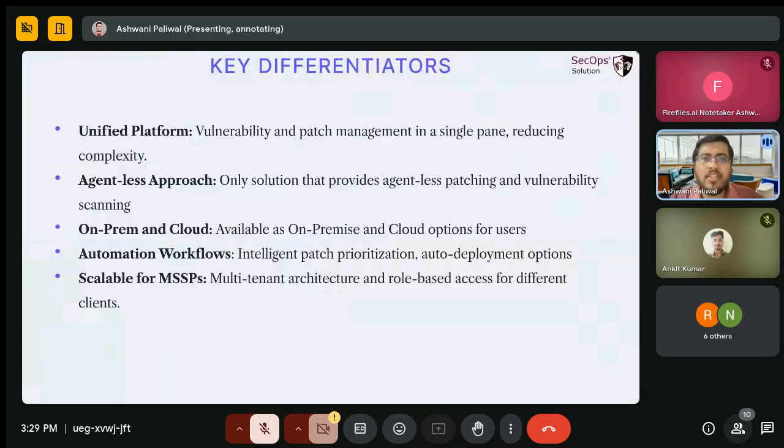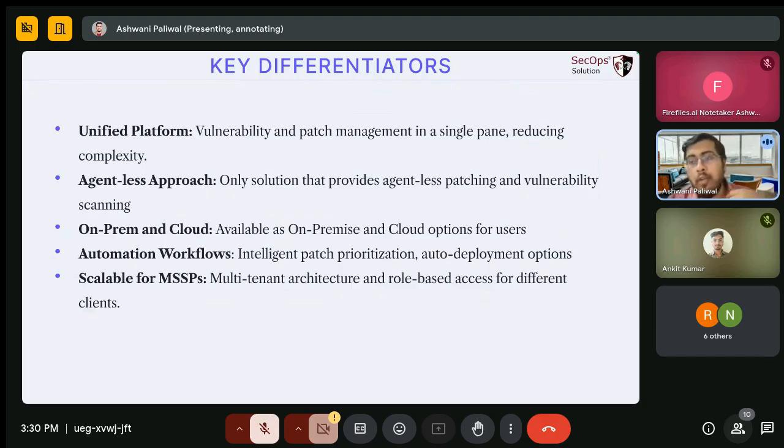So a couple of major differentiators that SecOps solution provides for the problem of patching and vulnerability management. It's a unified platform that will cover patching, configuration and audit, and vulnerability management in one place. So as opposed to you buying 2 or 3 different solutions for these purposes, you can get everything under one bundle. SecOps solution is the only platform that has a complete agentless orchestration for the entire patch management deployment. Even for devices that are behind DMZ or air-gapped networks, we can deploy the patches in an agentless manner.